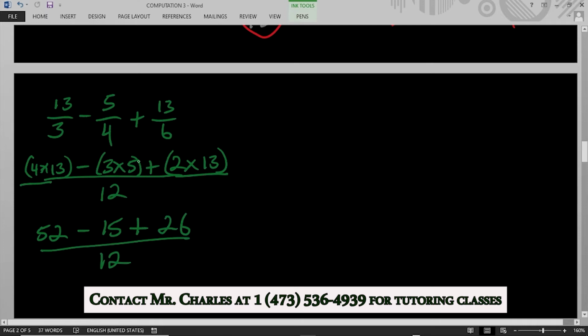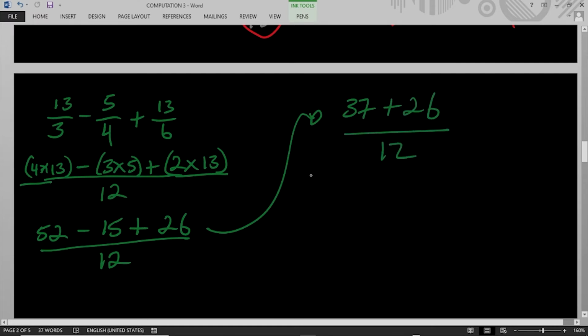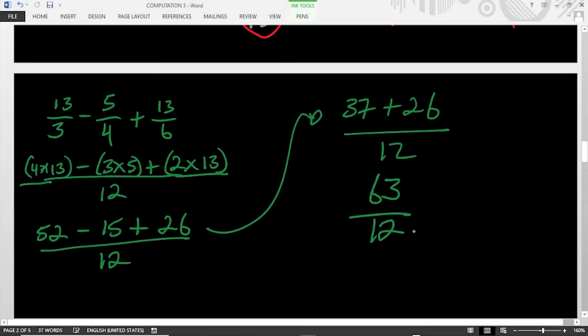Now, because we do all of them together, when we are doing the simplification in the numerator here, we have to do the subtraction first. So we say 52 subtract 15. That would give us 37 plus 26 over 12. And 37 plus 26 is 63 over 12. 12 into 63 is 5, because 12 5s are 60, remainder 3 over 12.